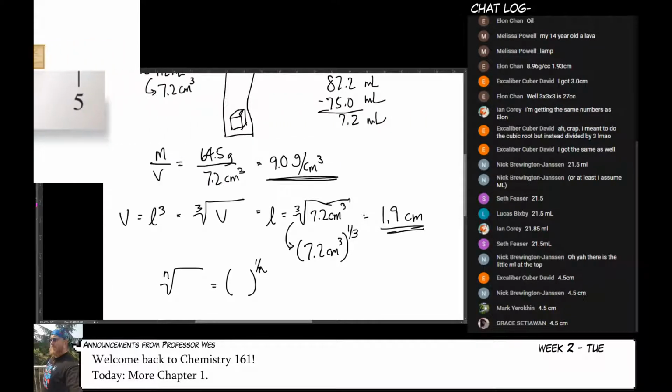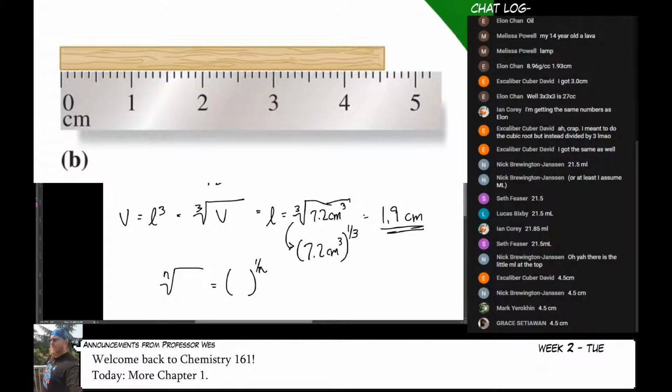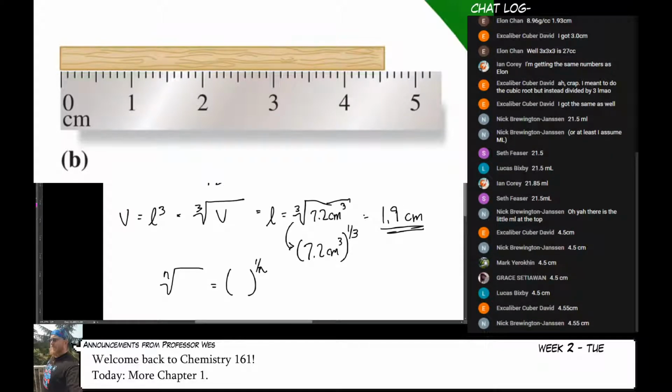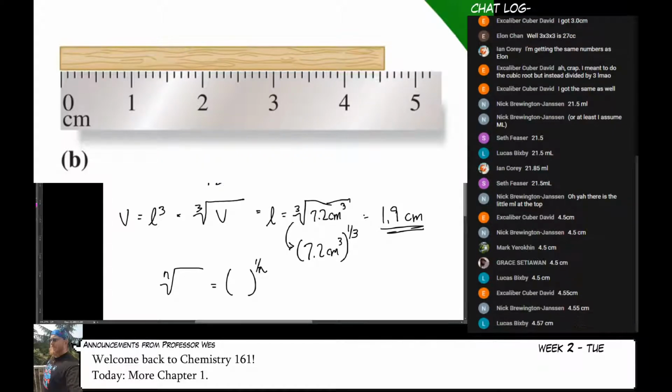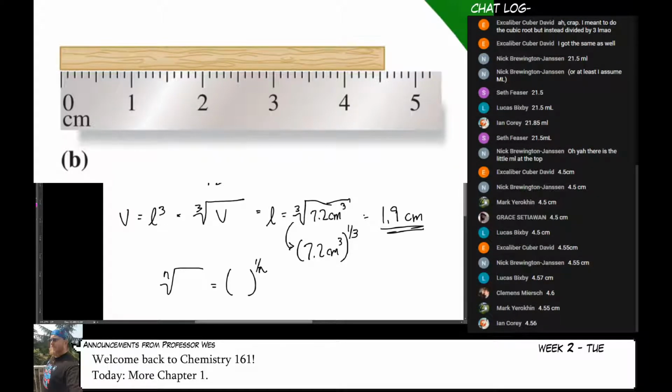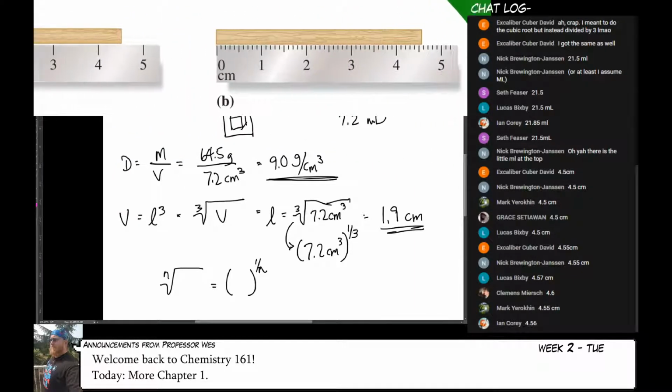All right, now that we've got a bunch of answers for ruler A, let's do the same for ruler B. Tell me the measurement you should make for ruler B. All right, very good. It looks like we are applying the rules correctly.